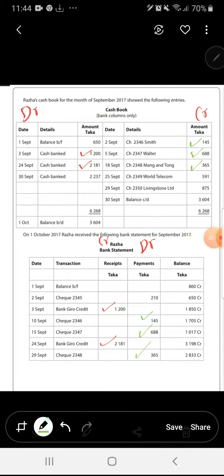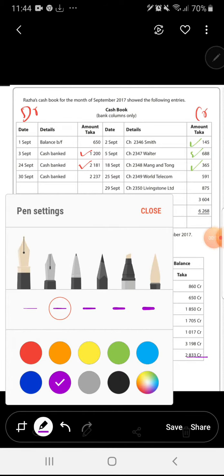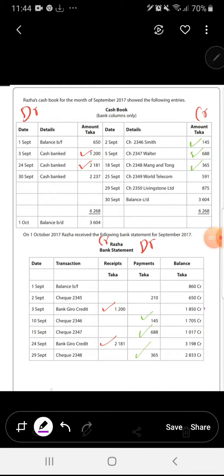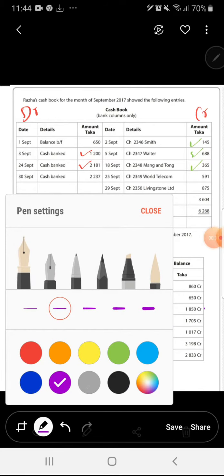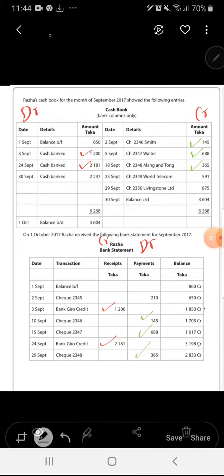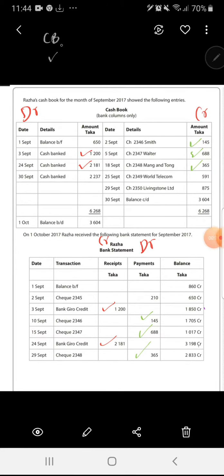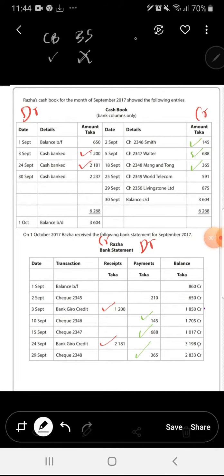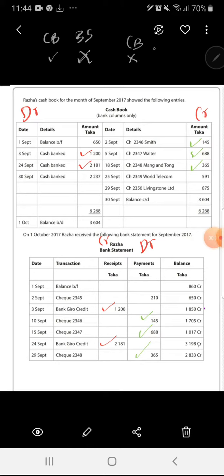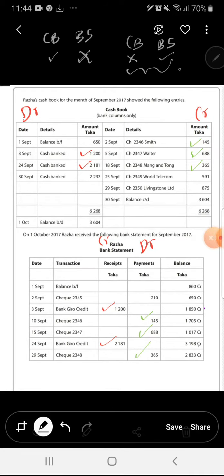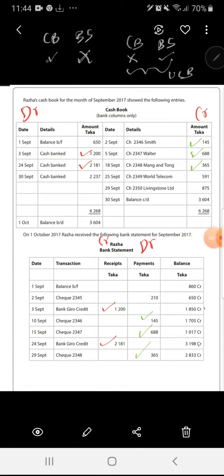Now you're going to apply the rule which I have taught you in the previous lessons. You have to look into the factors that are in the cash book but not in the bank statement, and the factors that are not in the cash book but available in the bank statement. So this information would go to the updated cash book, whereas over here this information would go to the bank reconciliation statement.